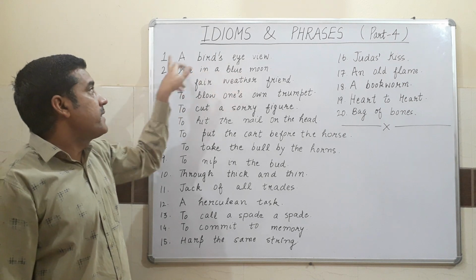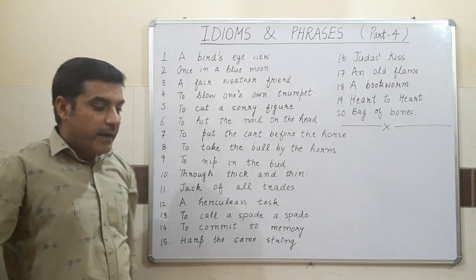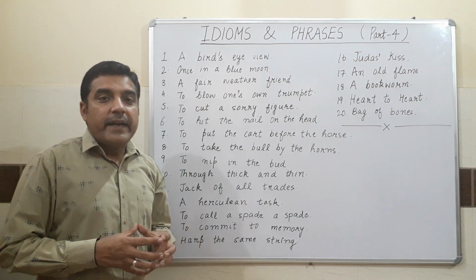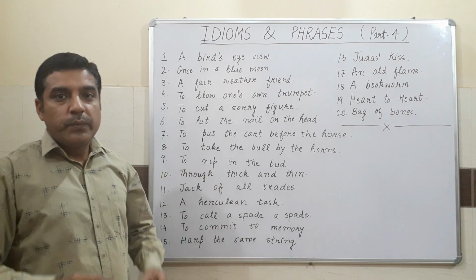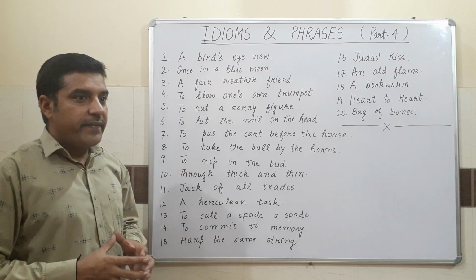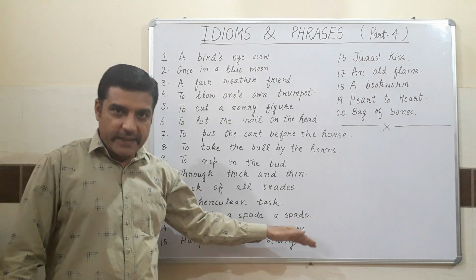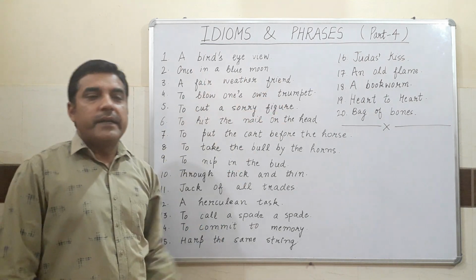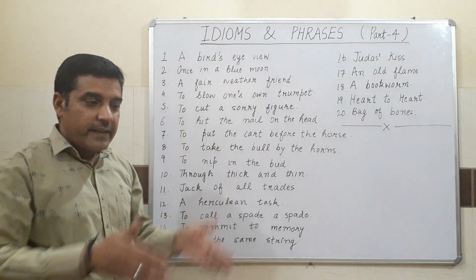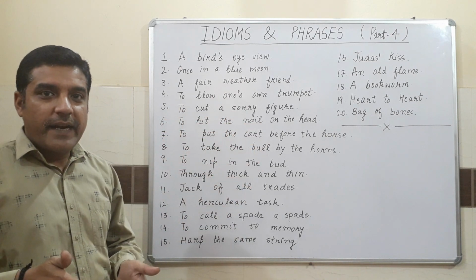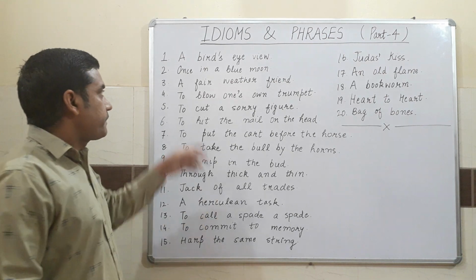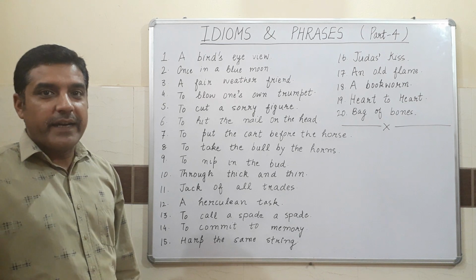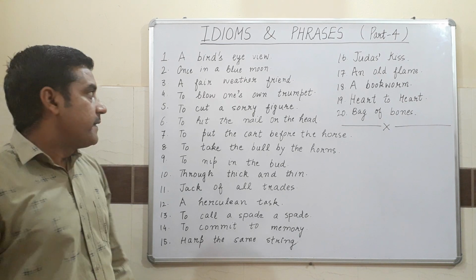Let's see, the first idiom is a bird's eye view. A bird's eye view means to have a general idea of something, to have an overview of something without going into details, right? So if I tell you quickly about what I am going to teach, I give you an idea, I give you an overview, that would be a bird's eye view. Generally students also sometimes study, they have a bird's eye view of their syllabus, right? And then they go into the details. That is bird's eye view, to have an overview or a general idea without going into the details.